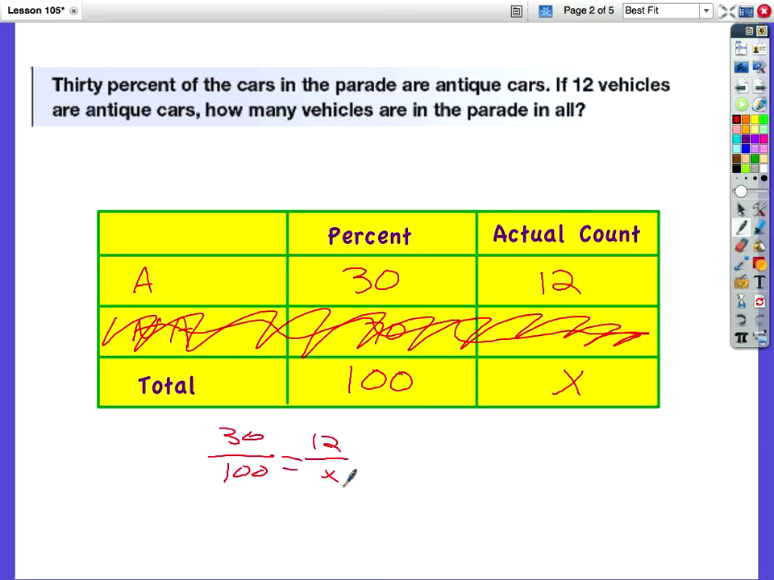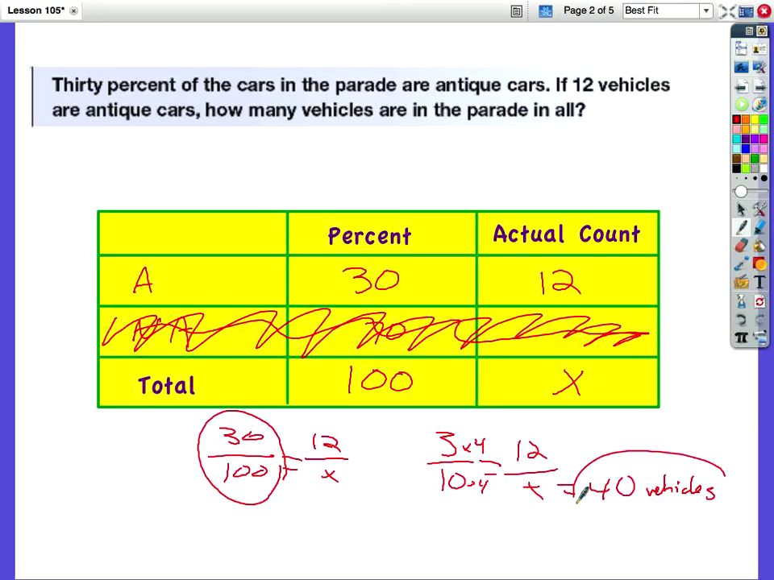Okay. Now, to go from 30 to 12 is kind of difficult. So one, I can cross multiply. Two, the other thing I can do is reduce this ratio, and that might make my life easier. Because if you notice, I can take both those numbers and divide by 10, and I should get 3/10 is going to equal 12 over x. Now I can multiply by 4, so that x is going to be 40 vehicles or cars. Okay, it says how many vehicles, so I should label vehicles.